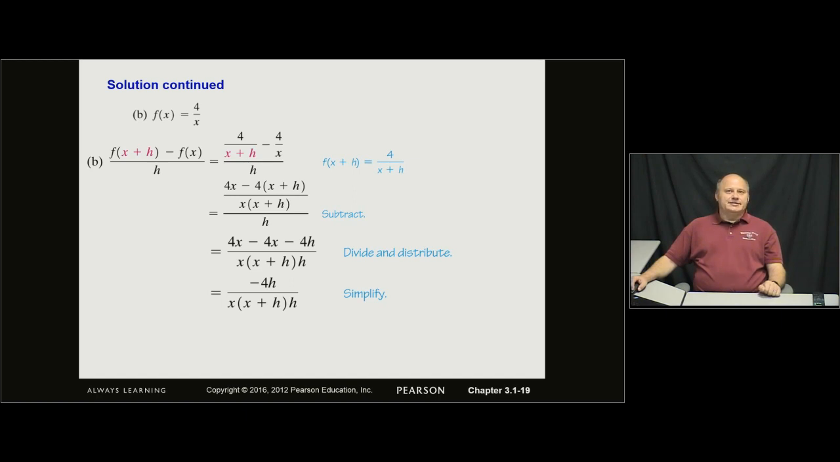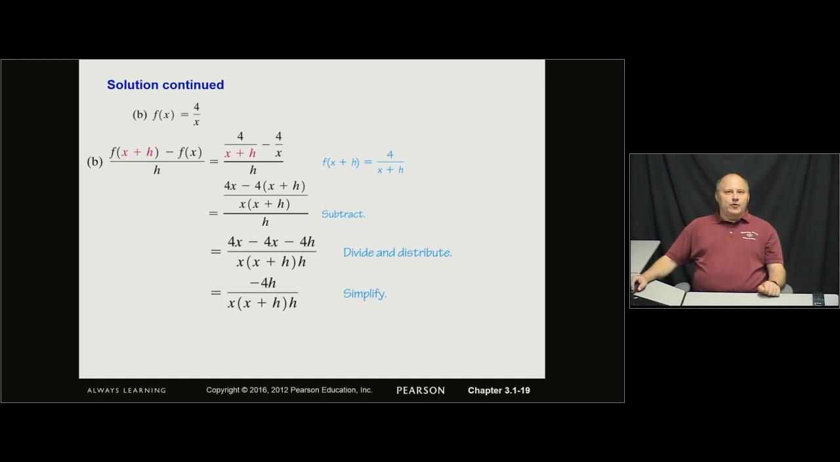Now I did a couple of things here. I distributed the negative 4 on top. That's where the negative 4x, negative 4h comes from. But then I also inverted and multiplied the h and made it 1 over h. And that's why the h snuck down underneath the fraction. So if you multiply by the 1 over h, that's what you get. It's inverted and multiplied. You may have heard that terminology before.